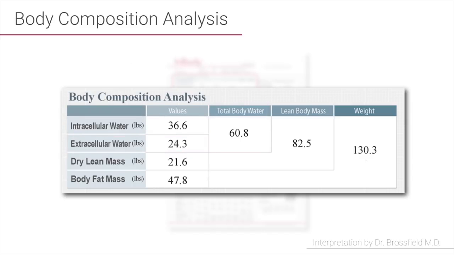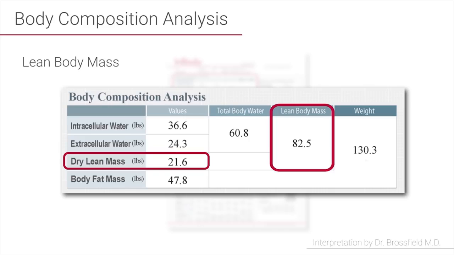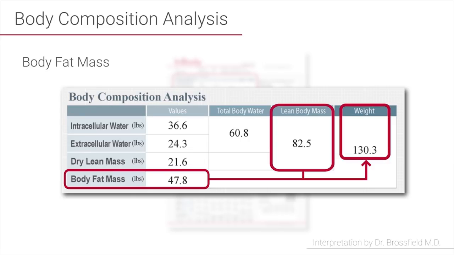The next line says dry lean mass, that's your bone. If you add your muscle and your bone, you get your lean body mass, and you can see that at the top of this segment. Your lean body mass is essentially all of your body except for fat. If you add the last line, which is your body fat mass, you get your total weight on the right of this section.